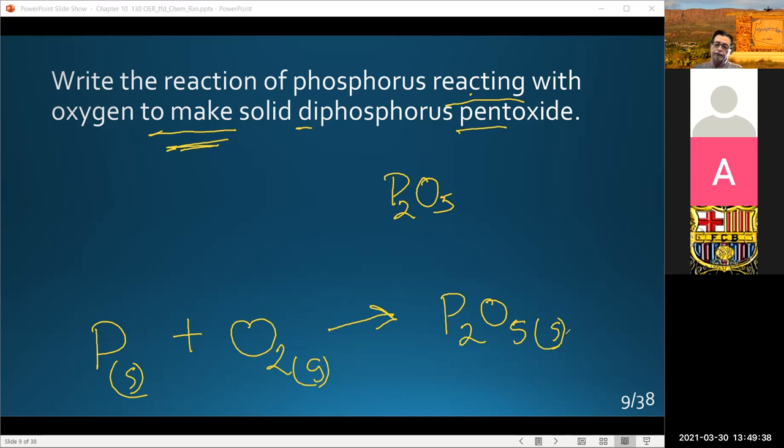Now go back and check. Does what I wrote, what I put down, is it consistent with what is given? Let me change my pen color. Yes, it's true. We got phosphorus reacting with oxygen, that checks. Reacting, that checks. To make is our arrow. Solid, that checks. Diphosphorus pentoxide, that checks the formula. So the formula is written, good. Now we've got to balance it.